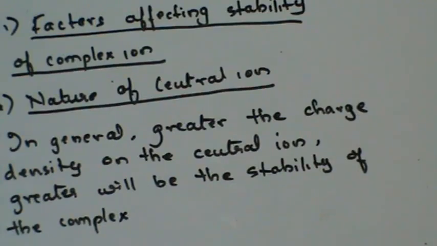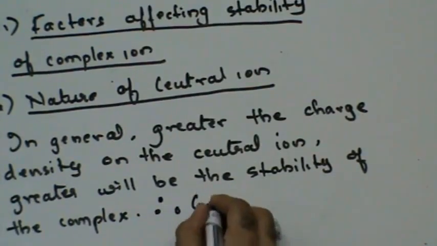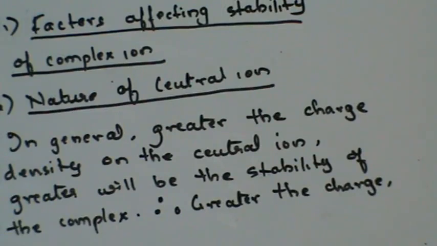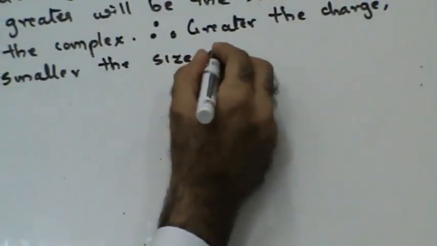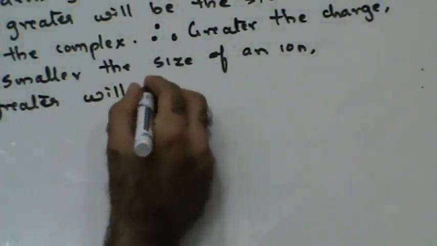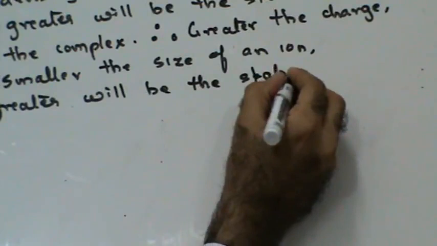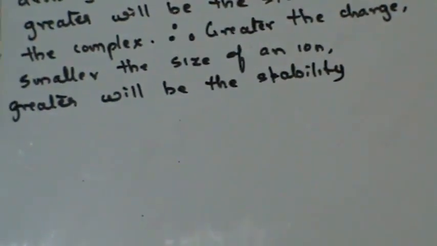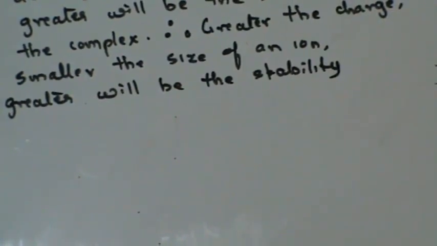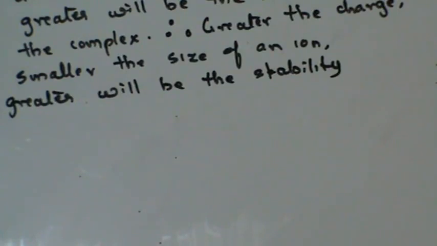That means I can therefore say that greater the charge, smaller the size of the ion, greater the stability. We know as the charge increases, the size of the ion decreases. Smaller the size of the ion, greater will be the stability. That's how you find out the stability of an ion, right? For example, between Fe+3 and Fe+2, the charge is higher on Fe+3, therefore Fe+3 will be more stable than Fe+2.